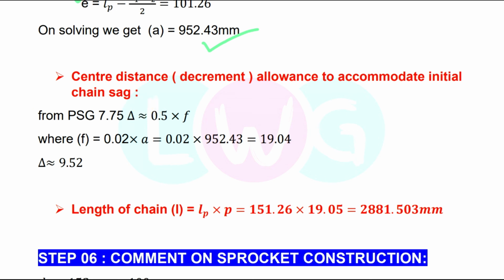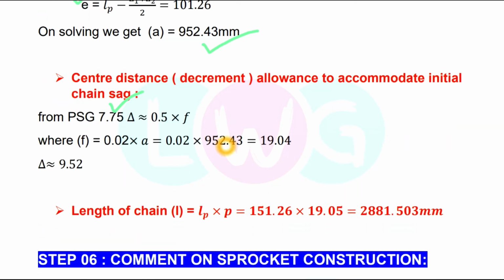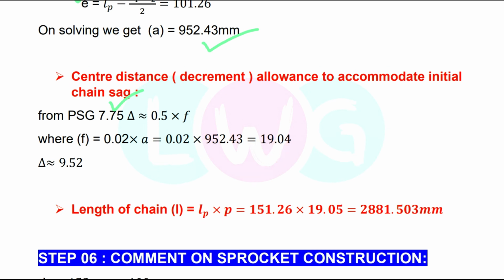Next we will find the center distance decrement allowance to accommodate initial chain sag. This formula is also on PSG page number 7.75 itself. Delta is equal to 0.5 into small f, where small f is the chain sag of the driven side. The formula for small f is 0.02 into A. A we got here, 952.43. Substitute and get the answer, which is 19.04. You get the value of f, substitute here, and you get the delta value, which is 9.52.